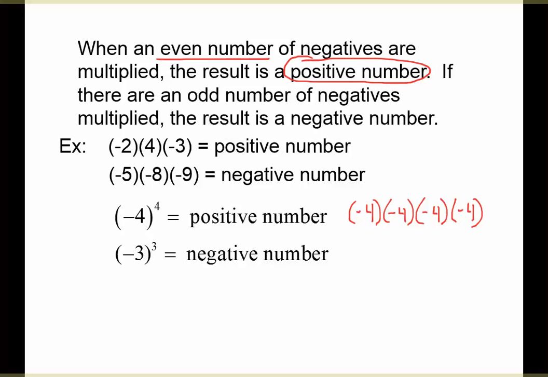Okay. In the next example, we have negative 3 times negative 3 times negative 3. And that's 3 negative numbers, so that's an odd number of negatives. And remember that an odd number of negatives will produce a negative number answer. Okay, and right now we're not even concerned about what those answers actually are. We just want to be able to predict if something ends up as a positive answer or if something ends up as a negative answer.